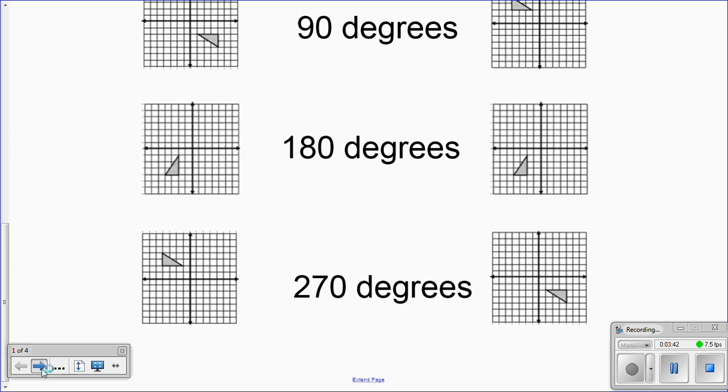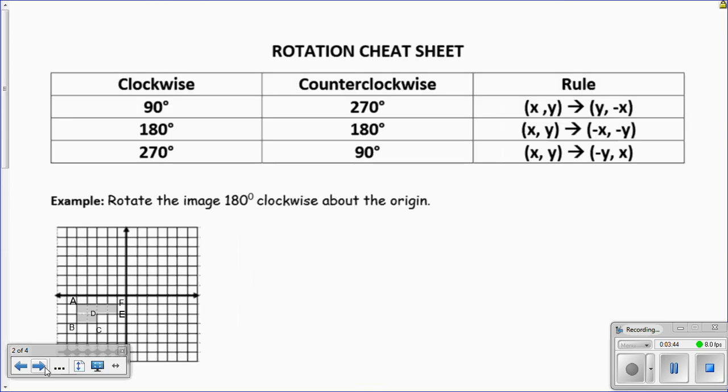Alright? Now, there is a cheat sheet for rotations. Rather than trying to move your graph, which is really hard on a computer screen, because you can't pick up the computer and you can't hold anything up to your screen, the cheat sheet is using the points. Okay? So here's the rule.